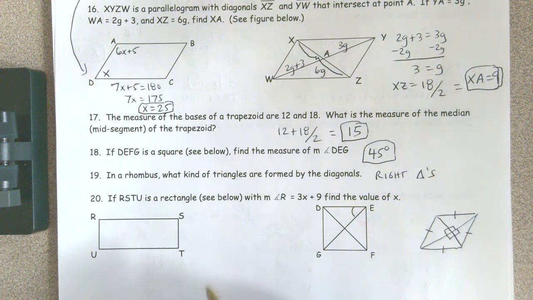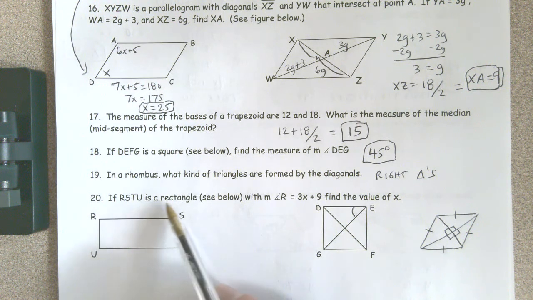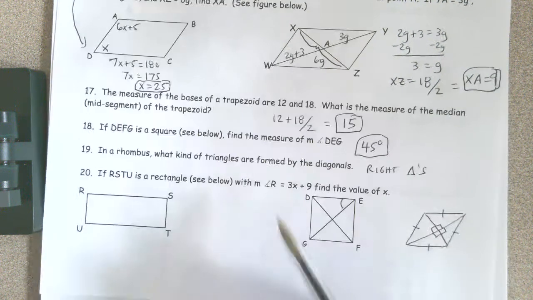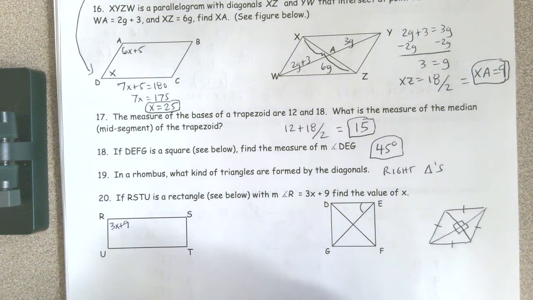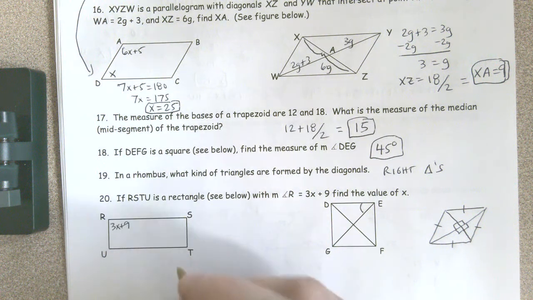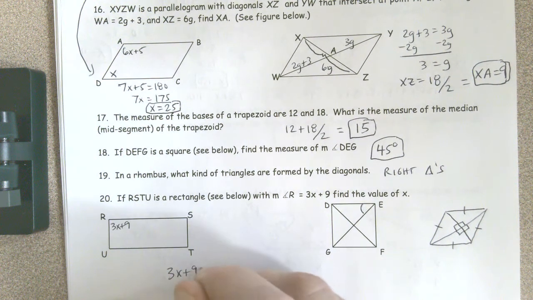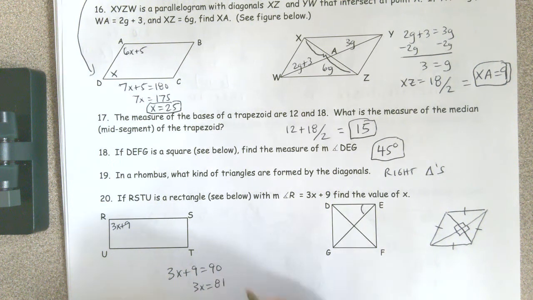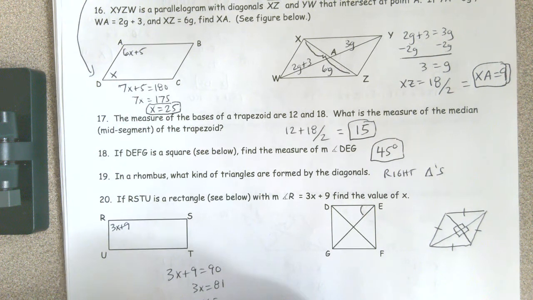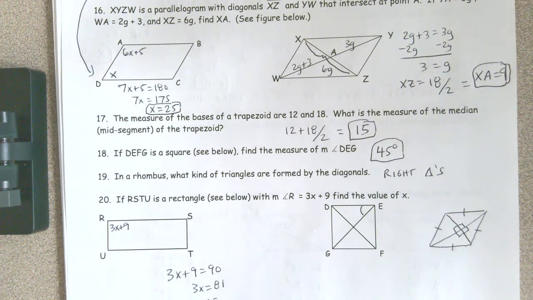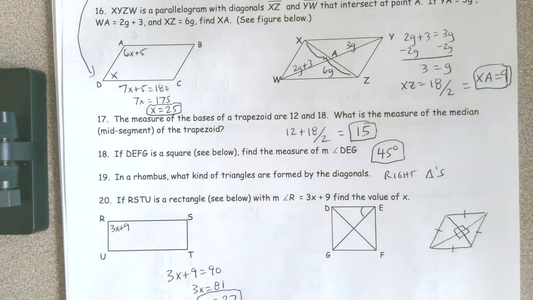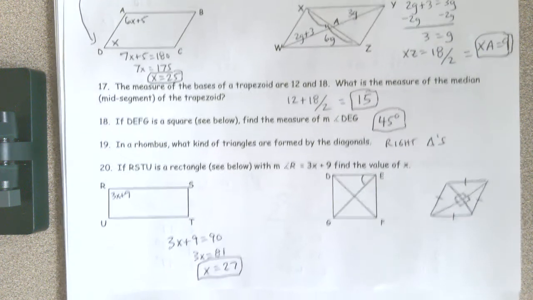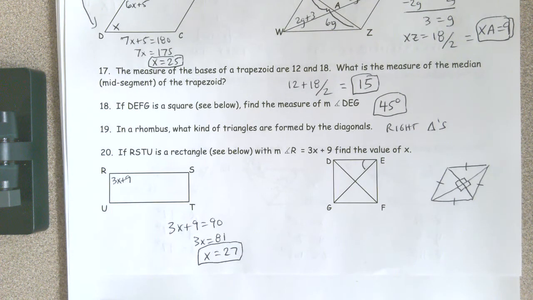Okay, 20, last one on this page. If RSTU is a rectangle with angle R being 3x plus 9, we want to find the value of x. Well, we know in a rectangle, all the angles are 90. So I'm going to say 3x plus 9 equals 90. If I subtract 9, I get 3x equals 81. And if I divide 81 by 3, that is 27. So x in this case is going to be 27. So just setting the angle equal to 90.